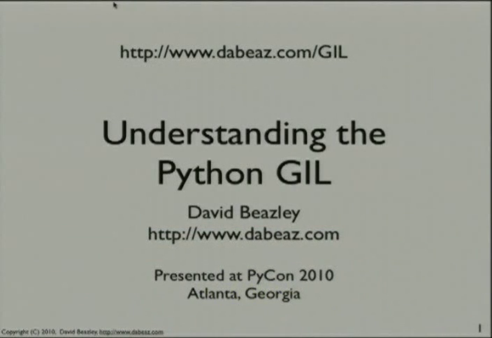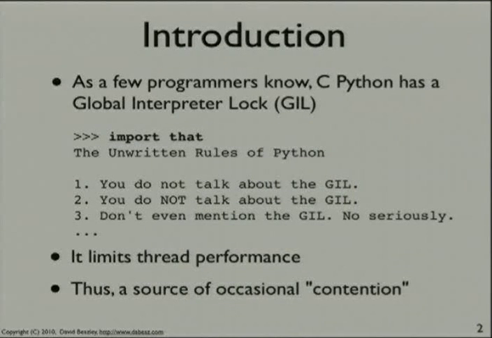So I'm Dave. What we're going to do in this talk, I'm assuming that a few of you know that Python has this global interpreter lock. A couple of people have heard of that. I think there should be a module corresponding to import this. This is the import that, the things that you're not supposed to talk about, and the GIL could be on that list. So, big thing with the GIL, people know that it limits thread performance, and because of that, you occasionally see contention on newsgroups and blogs and things about it. And so in this talk, we're gonna talk about it.